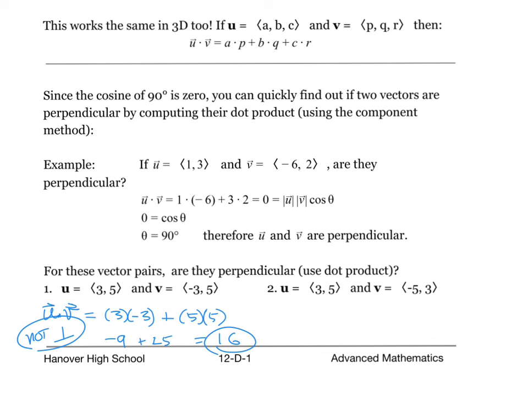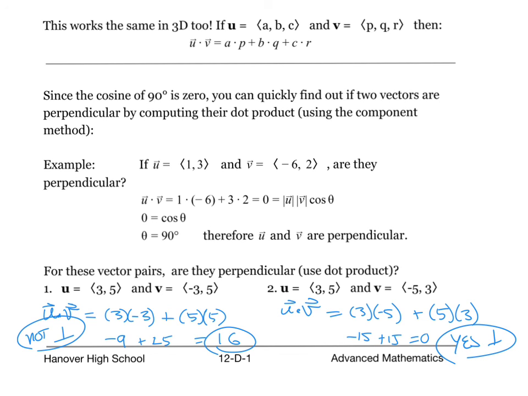Now here's another example. u dot product with v. Now we've redefined u and v as being different vectors. So we're going to take the x components multiplied together, so 3 times -5, and we're going to add to that 5 times 3. Well, that's kind of obvious how this is going to turn out. That's -15 plus 15 equals 0. And that's all we need to know to say, yes, they are perpendicular vectors.